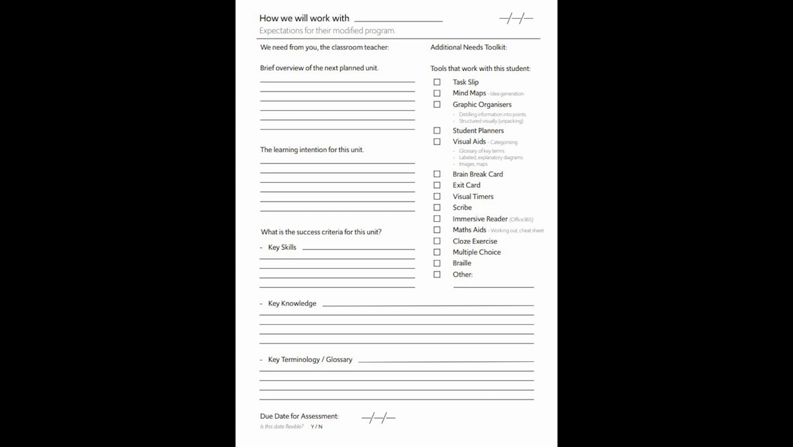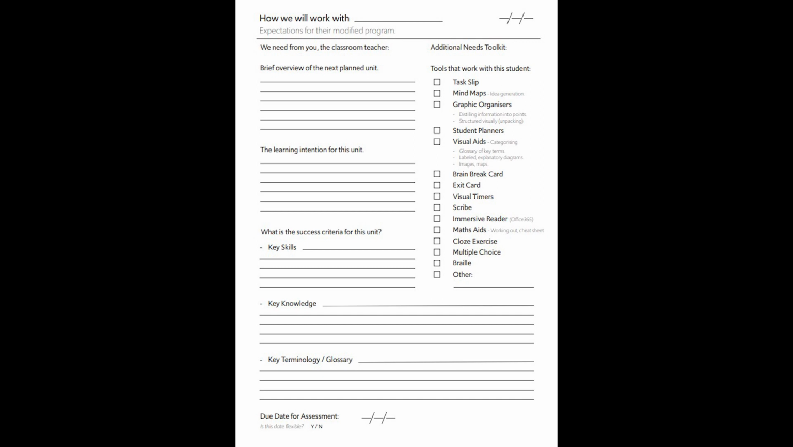On the left-hand column, the teacher fills in a range of really important key information that we need. And on the right-hand side, the additional needs team or the aide, just one aide can fill it out, will list and tick a box the tools that work well for a student, such as mind maps, graphic organisers. They might use the student planner, otherwise known as a school diary.